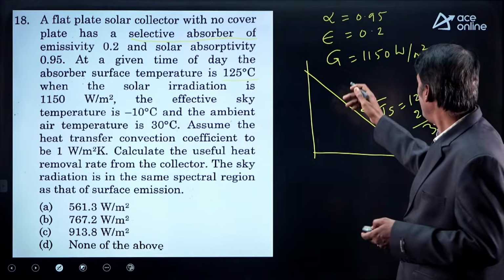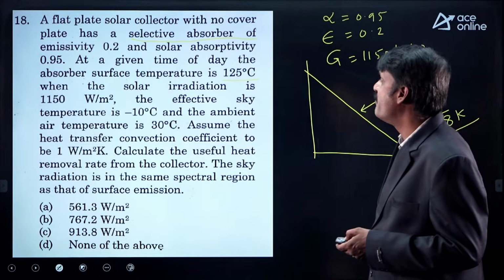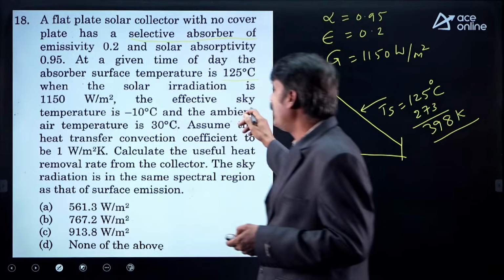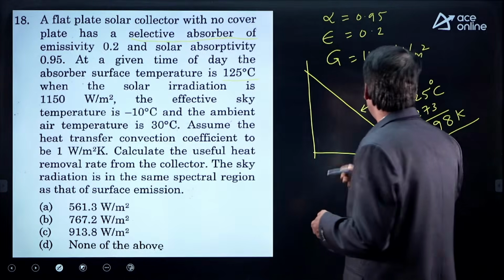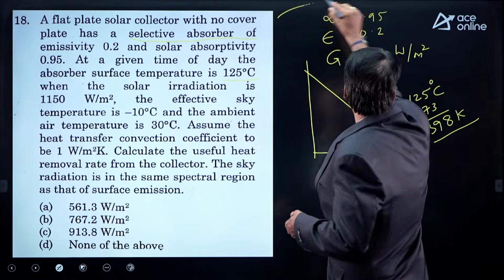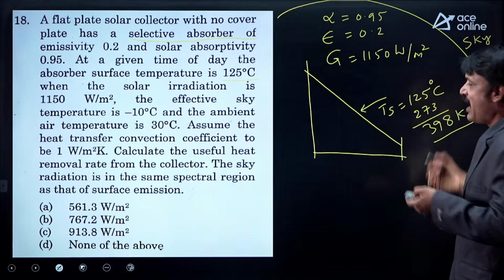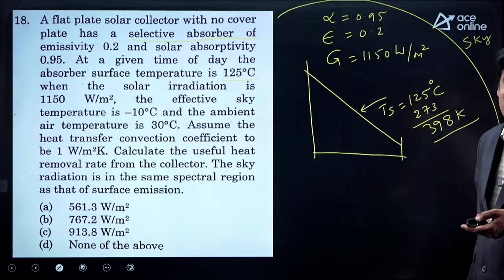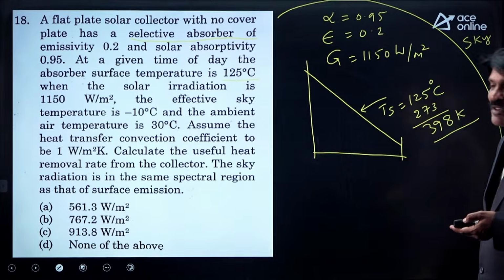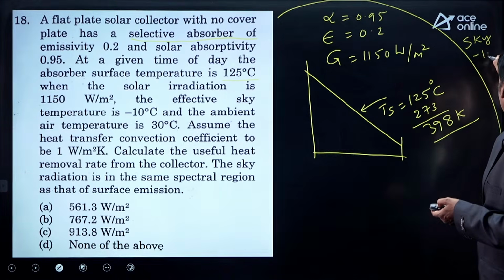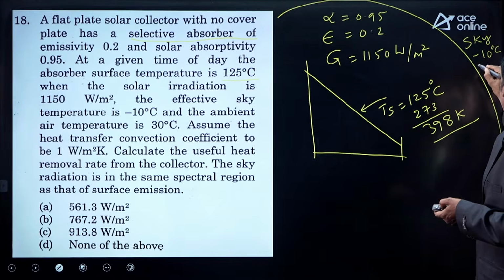So, if you observe it, he has given 1150 watt per meter square. The effective sky temperature is -10. So, he is saying that there is sky over here, and this should be far above your Van Karman line, 100 kilometers above the surface. So, this is at -10 degrees centigrade, which comes out to be 263 Kelvin.